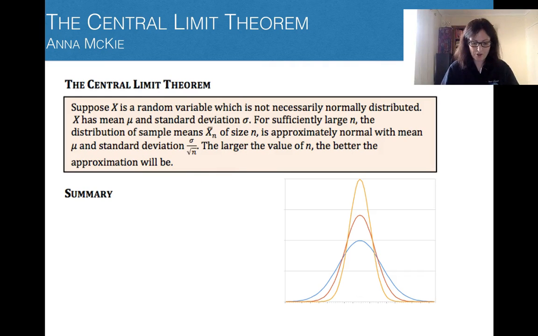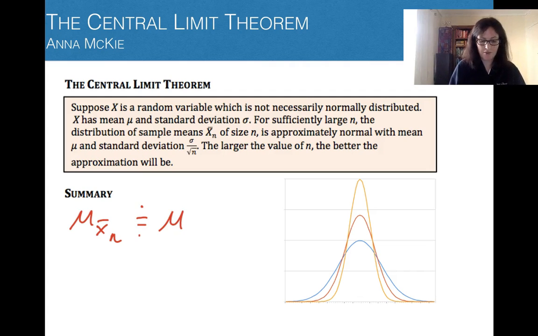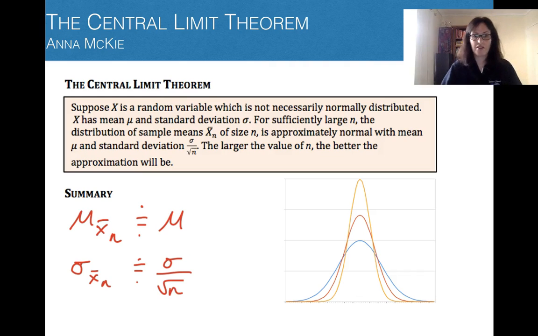So summarising this central limit theorem here, this is the real key point to write down for this, is that the mean of the sample means is approximately equal to the mean of where we started. We sometimes call that the population mean. And in terms of the standard deviation, that the standard deviation of the sample mean, so all of those averages, is approximately equal to the standard deviation of x divided by the square root of the sample size.